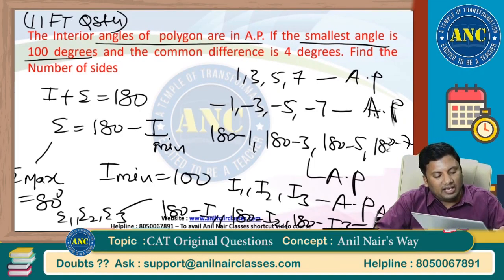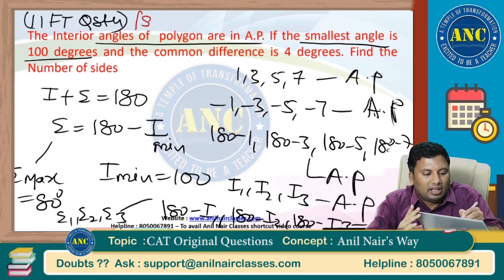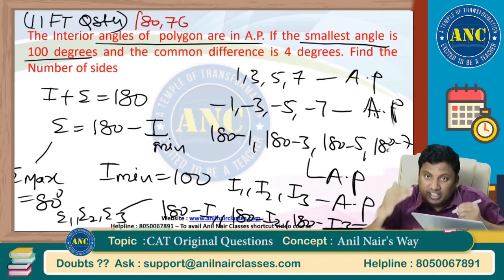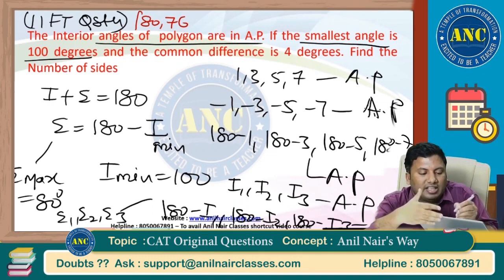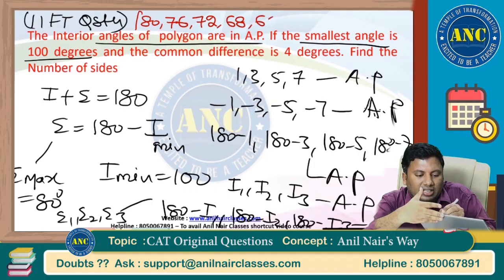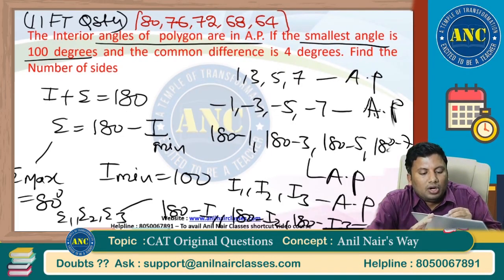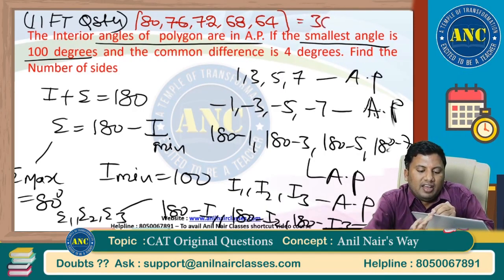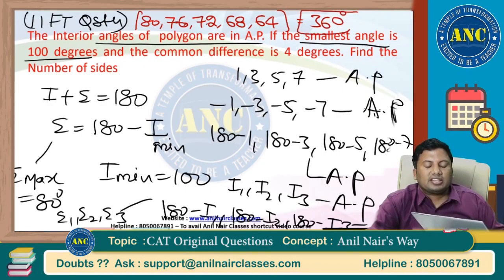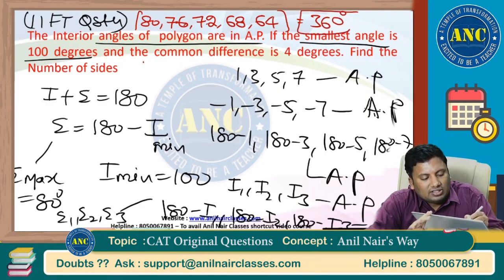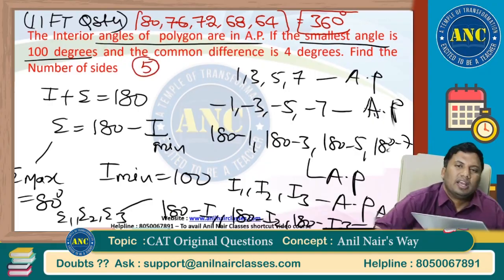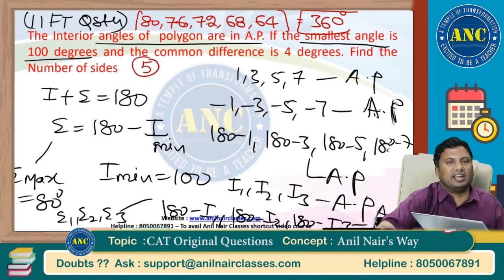Exterior maximum is 80. What is the difference? 4. 80, 76. It should decrease because the maximum is 80. 76, 72, 68, 64. Check whether the sum is 360. 80, 76, 72, 68, 64 adds up to 360 degrees. So 5 exterior angles are there, which means 5 sides will be there.